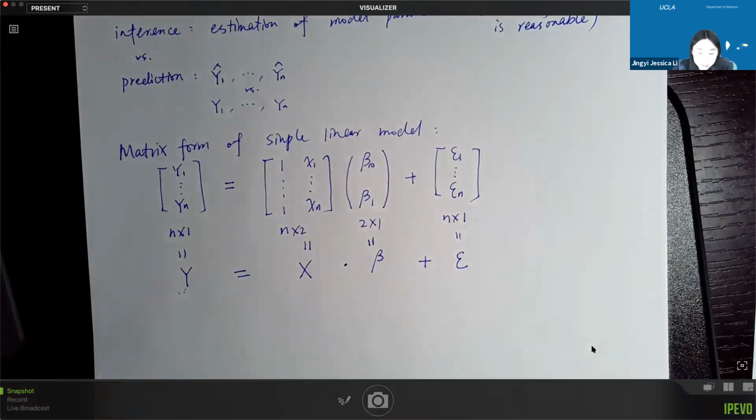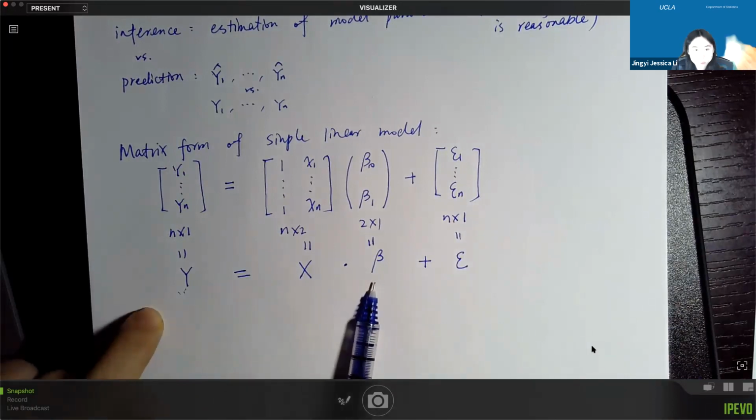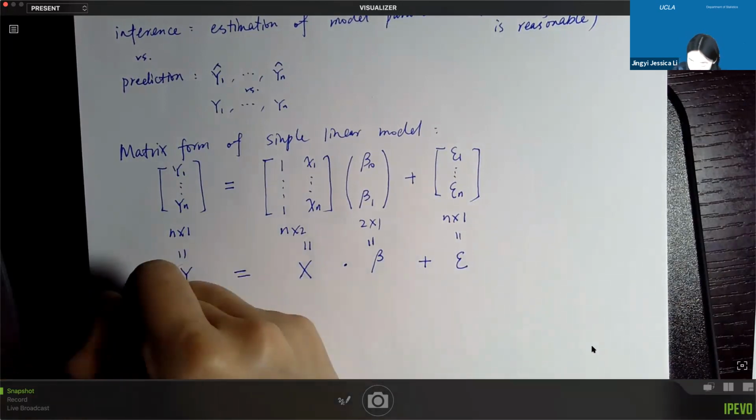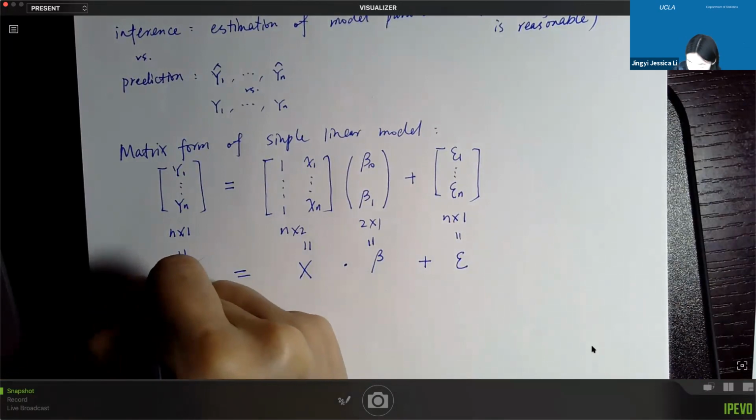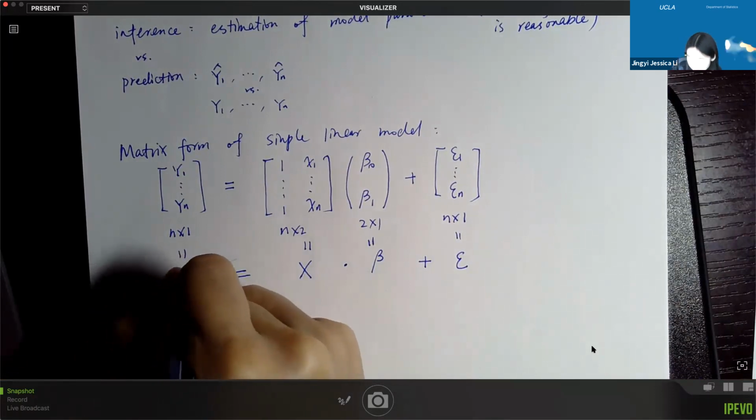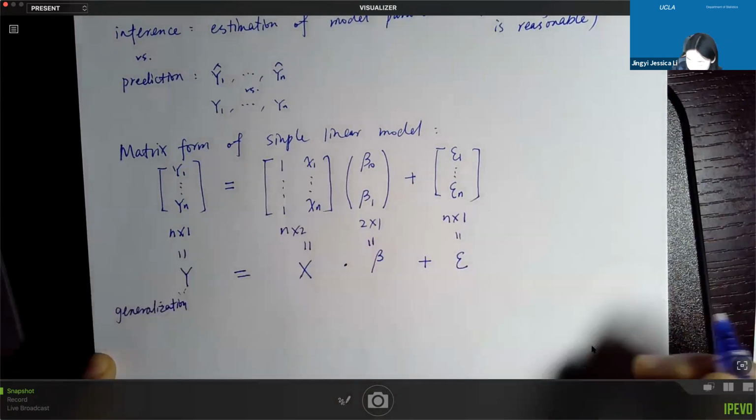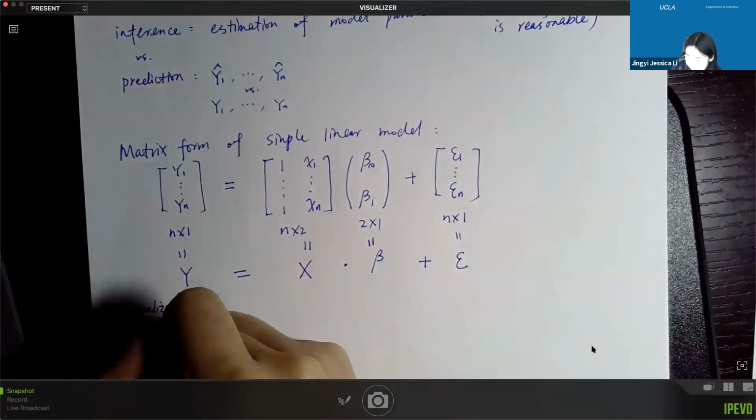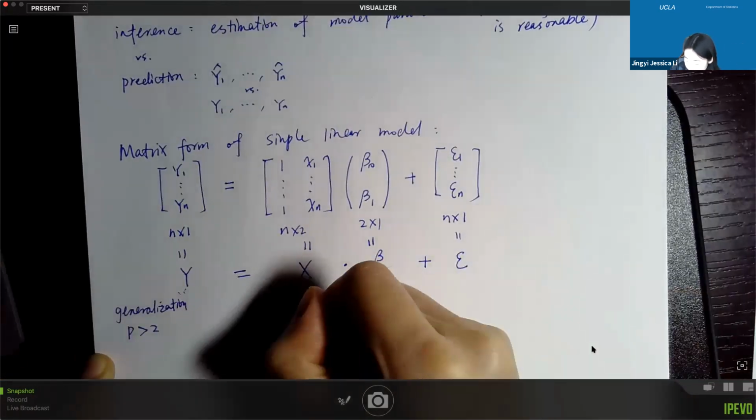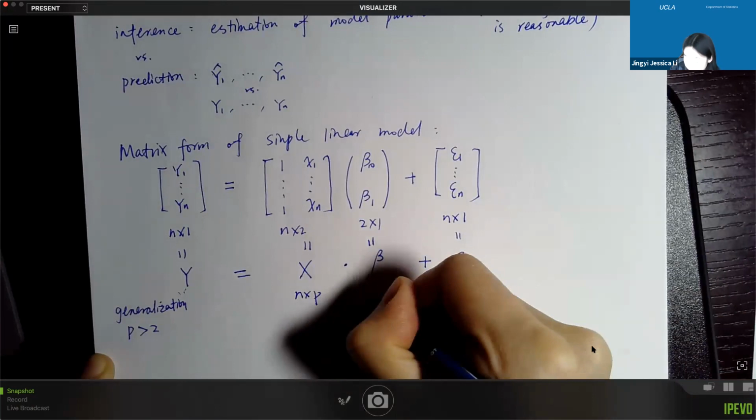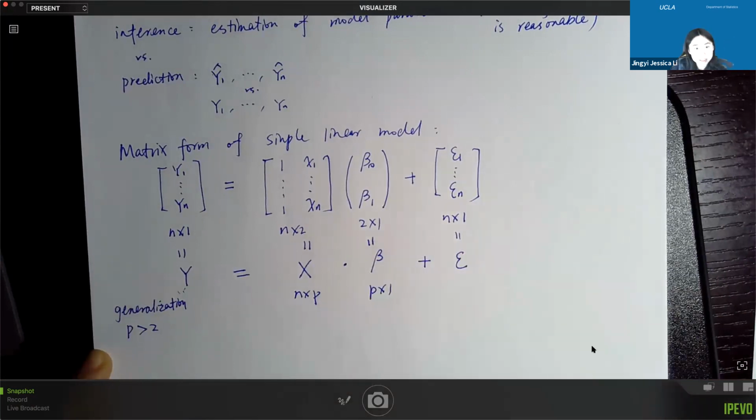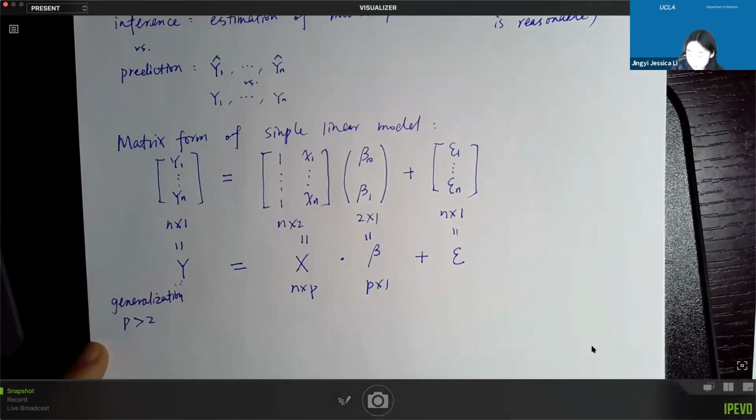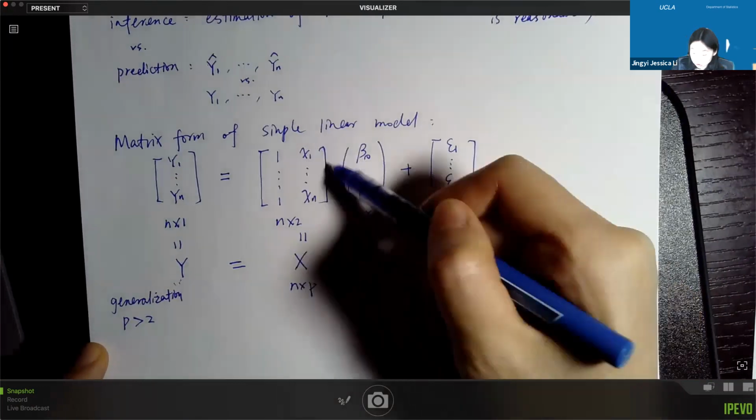model. And this form can allow us to easily generalize this model to more than one predictor, because you can see as a generalization, the P becomes greater than 2. I can just have this as n by P, and this is P by 1. And P is not necessarily 2. I can include more predictors as additional columns.